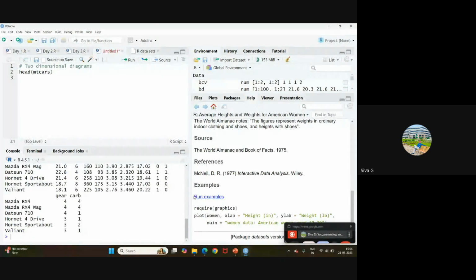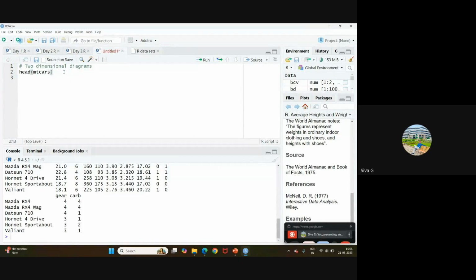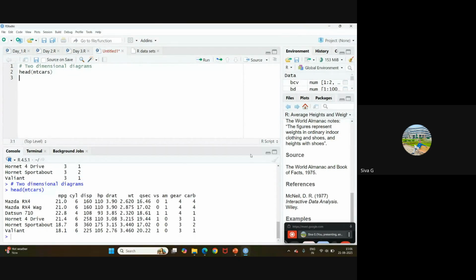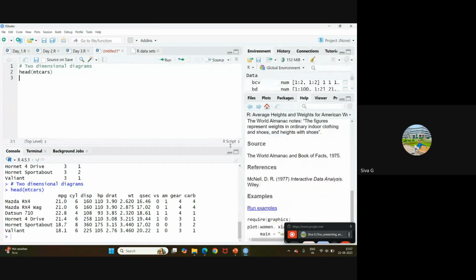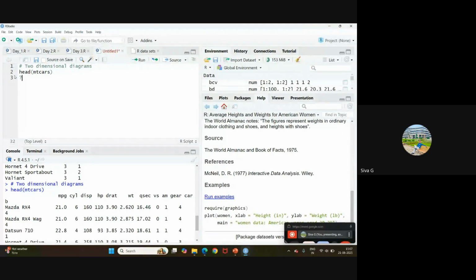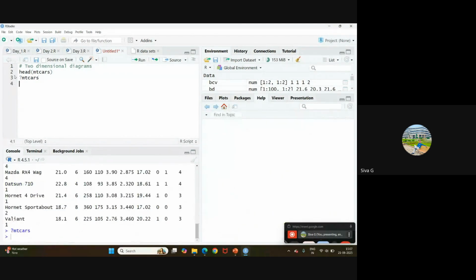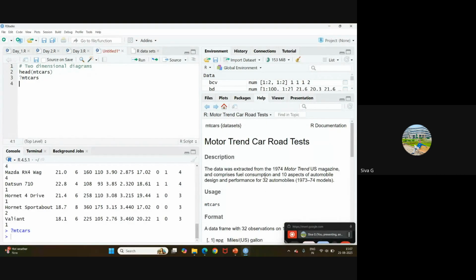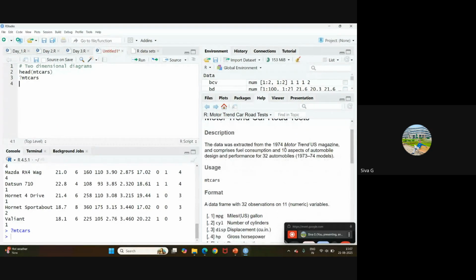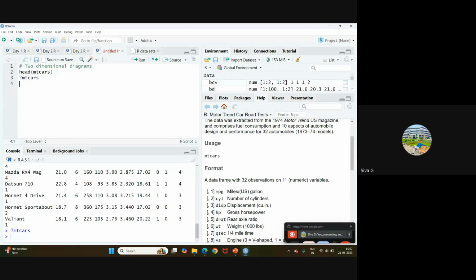I will increase this size. I know some information about this mtcars data set. If you want, I will visualize this for you people also. What is the description about this mtcars? Here you can see this. So mtcars data set is nothing but a Motor Trend car road test. I think it is collected from a US magazine. Okay, this data set is having 32 observations on 11 variables. Here we have the data frame with 32 observations on 11 numerical variables.